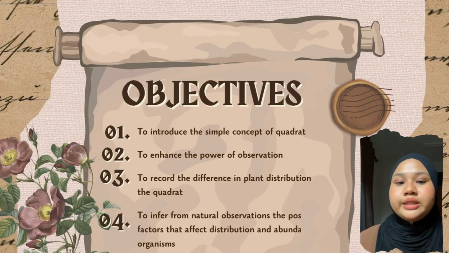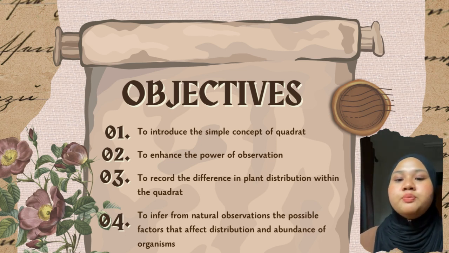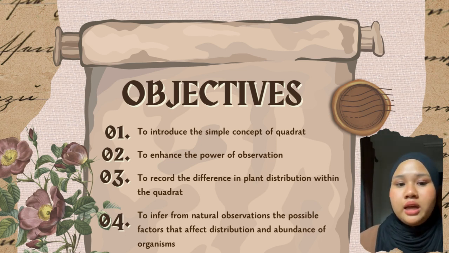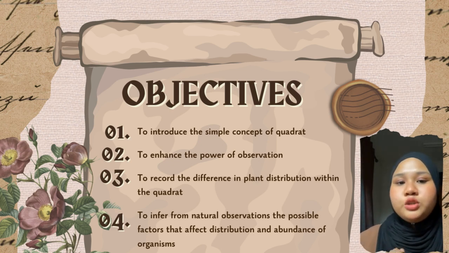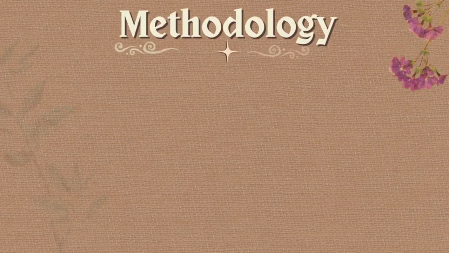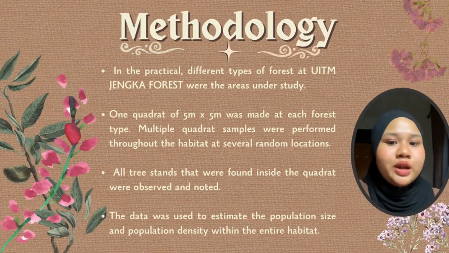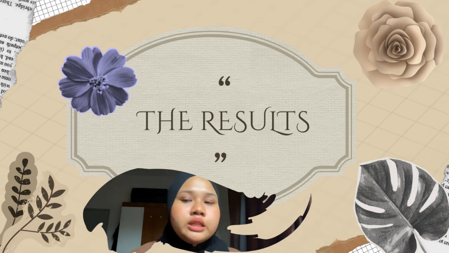There are 4 objectives for this experiment. First, to introduce the simple concept of the quadrat. Second, to enhance the power of observation. Third, to record the difference in the plant distribution within the quadrat. And the last one, to infer from natural observation the possible factors that affect the distribution and abundance of organisms. This is the methodology for this experiment. This is the result for group 1, group 2, group 3, and group 4.